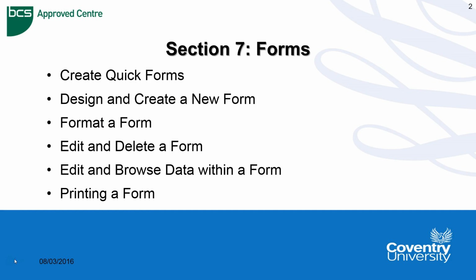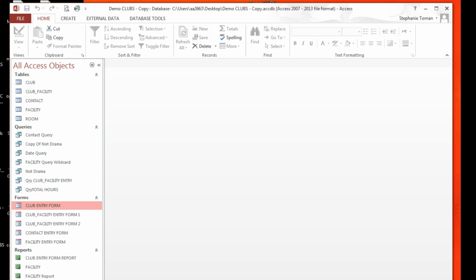Hello, we're going to do section 7 of our ECDL course and it concerns the access module. We're going to do some of the following: create a quick form, design and create a new form, format a form, edit and delete it, and then get around the form and look at how it looks when we're printing a form, one record at a time, etc. So if you come along with me, we're going to do that now.